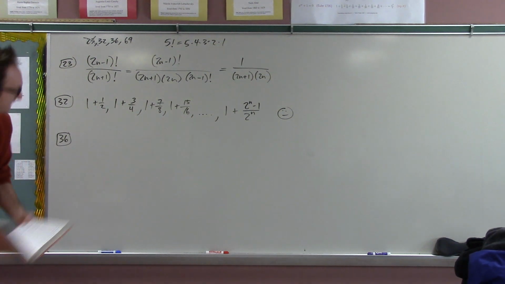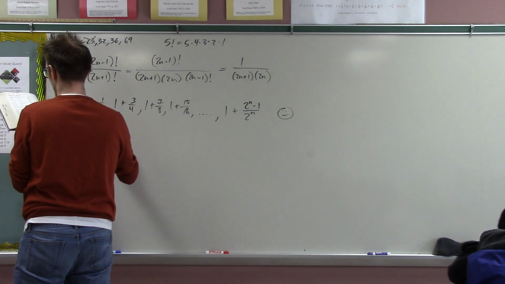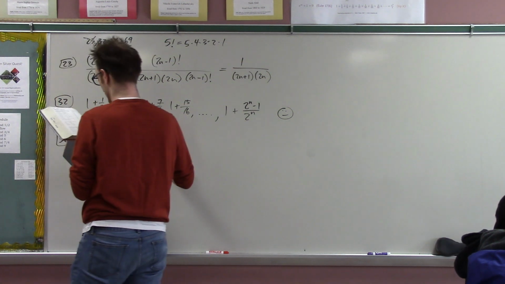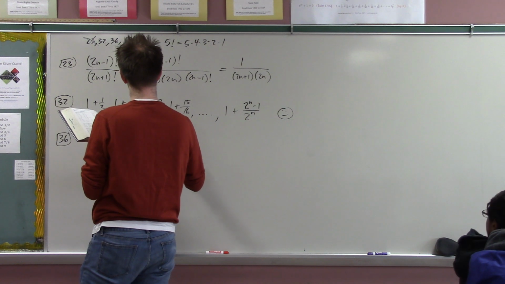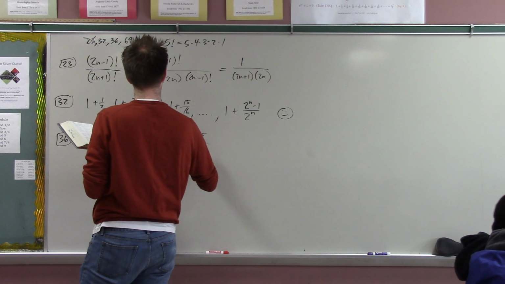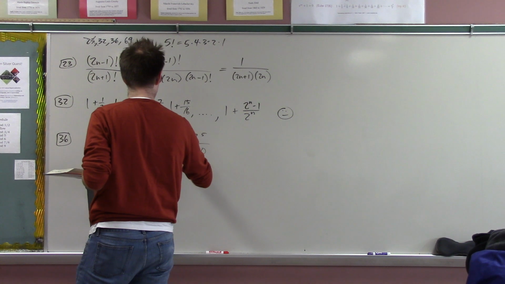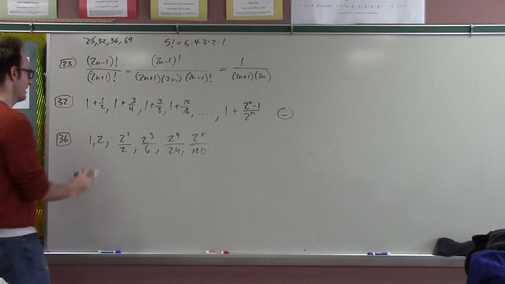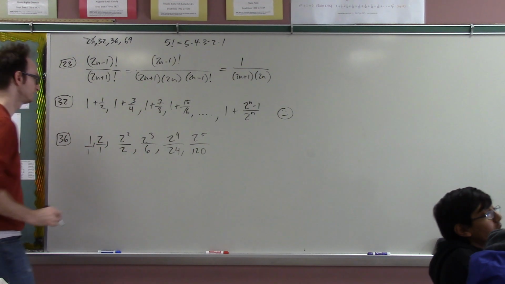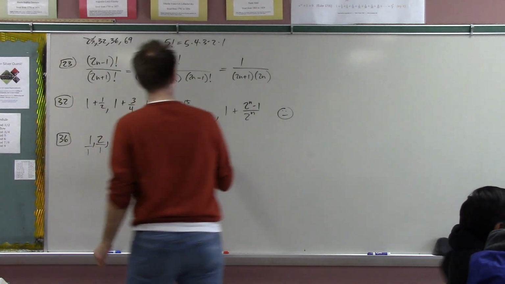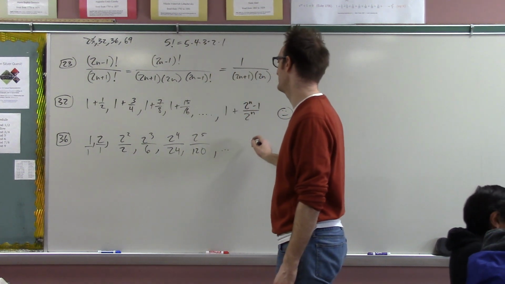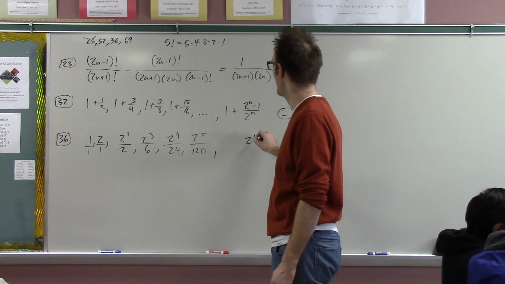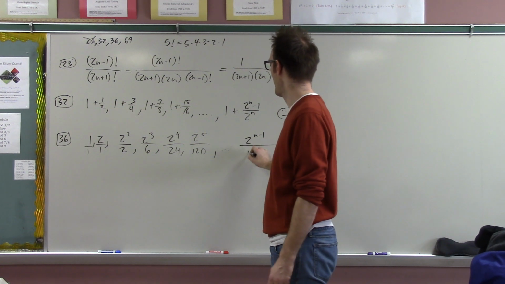36 was a similar kind of thing. Find the pattern. So this is just 1, 2, 2 squared over 2, 2 cubed over 6, 2 to the 4th over 24, 2 to the 5th over 120. Well, I recognize those numbers on the bottom very clearly. They are the factorials, right? So this is 1, this is 1. So what is this? We have to be a little bit careful though. It's going to be 2 to the n minus 1 over n factorial.